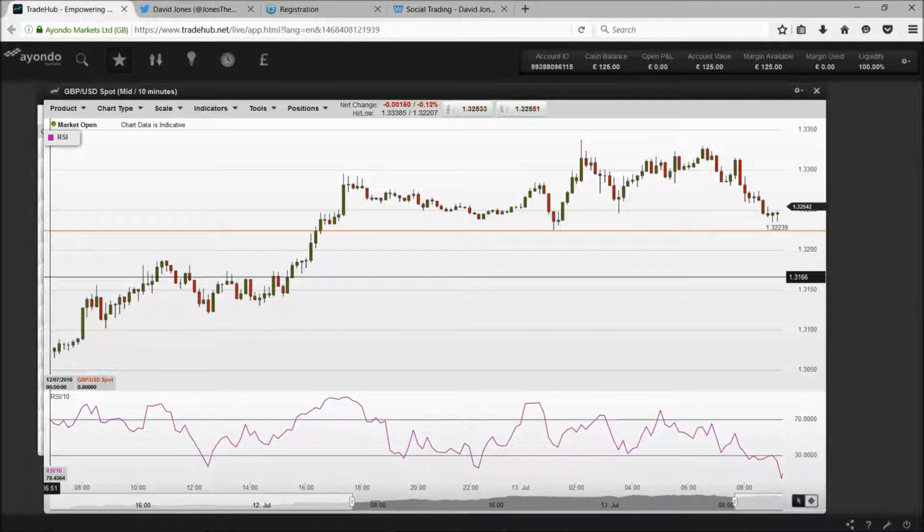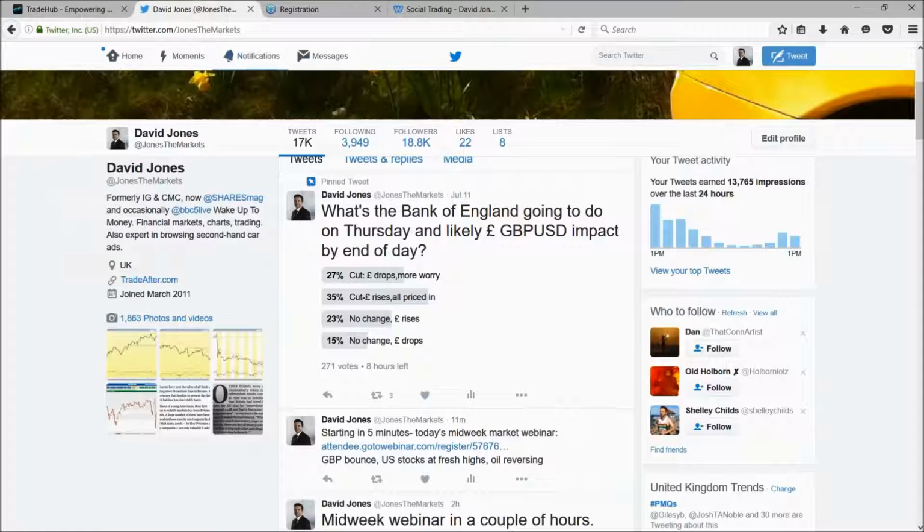I'll just show you something else. I did a poll on, I think it was Twitter, earlier this week, and you can see it at the top here: what's the Bank of England going to do on Thursday and the likely pound impact by the end of the day. You can see there were 270 people who responded. Most people are expecting a cut tomorrow, I think a cut of 25 basis points, a quarter of 1%. So two-thirds of people think we'll see a cut, but fairly split. But most, for now at least, are going for the pound to rise.